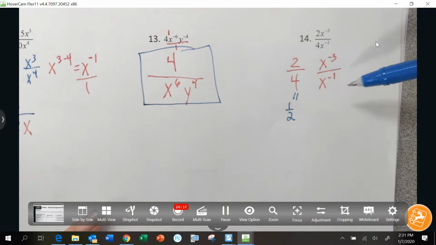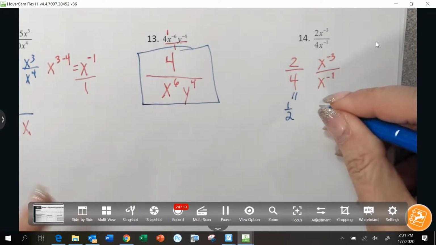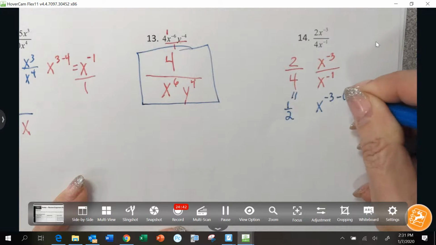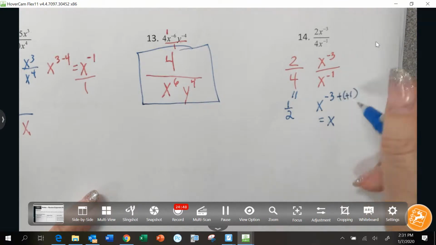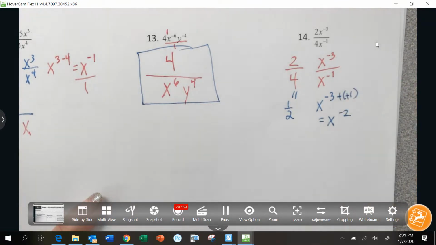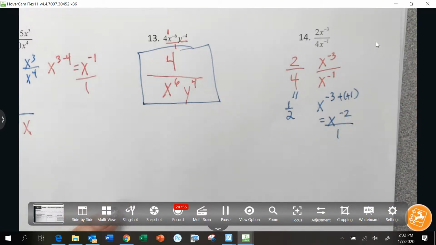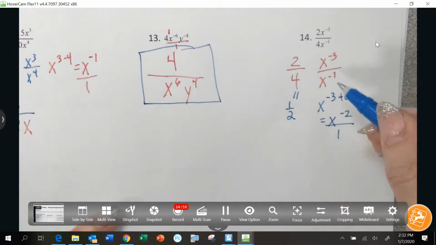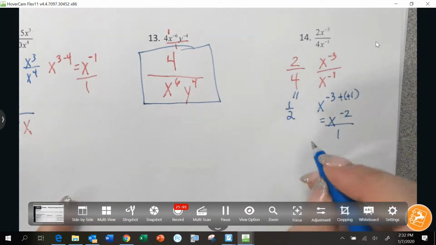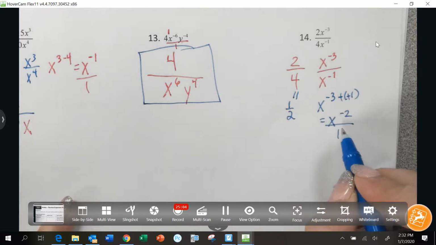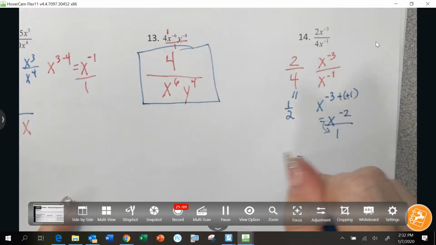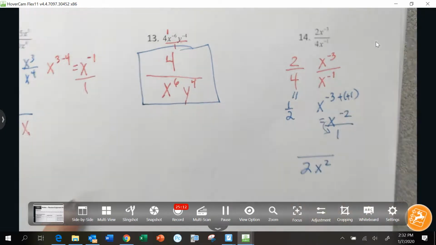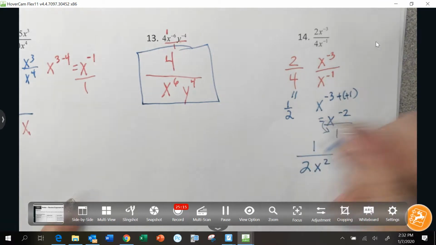Now, for the x's, you have the opposite, so it's negative 3 subtract negative 1. That would be 2. X to the negative 2, which is currently on top, because every time you use the subtraction rule, it's on top. So when I put these back together, this has got to go to the bottom. So on the bottom, I have a 2 and I have an x squared. What is left over on top? 1. You have to have something there.